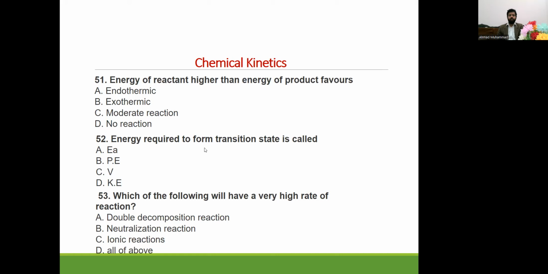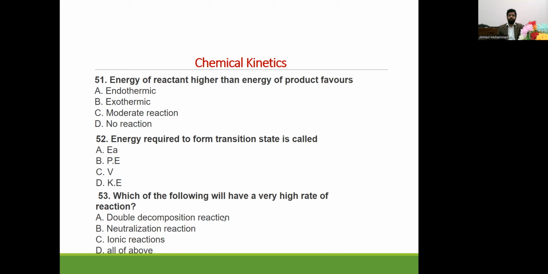The energy required to form the transition state is called activation energy, potential energy, velocity, or kinetic energy. So the energy required to form a transition state is known as activation energy. The first option is the correct option. Which of the following will have a very high rate of reaction? Double decomposition reaction, neutralization reaction, ionic reaction, or all of the above.